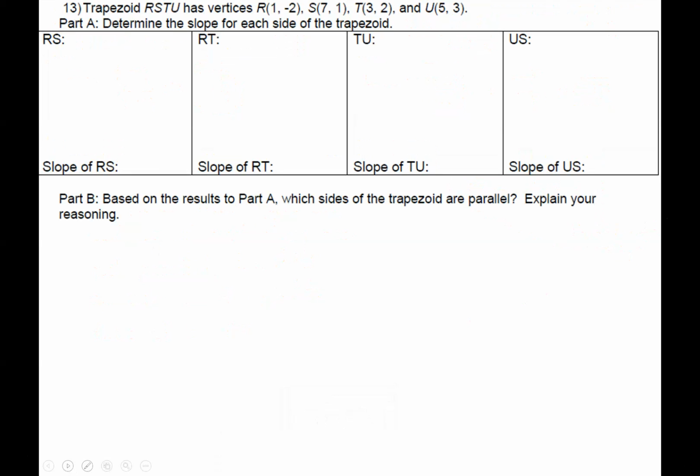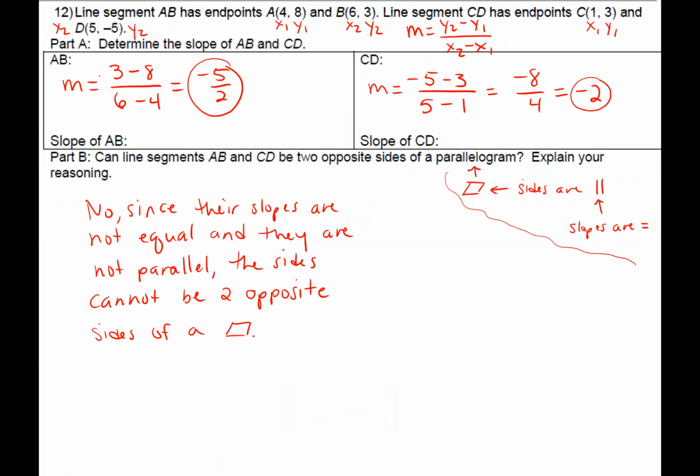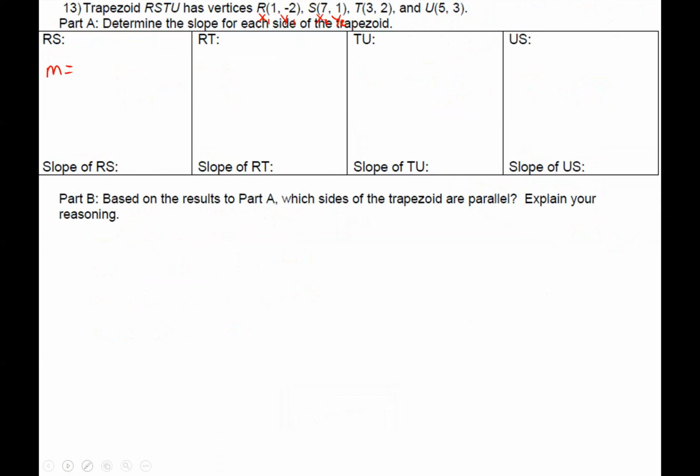We have a trapezoid with some vertices, and we're asked to determine the slope for each. So I'm just going to jump right into it. I'm going to make the R x1, y1, and the S x2, y2. Here we go. m equals y2 is 1 minus negative 2 over 7 minus 1. Minus a negative means plus, so this is really 3. 1 plus 2 is 3 over 6, which reduces to 1/2. On to the next one.